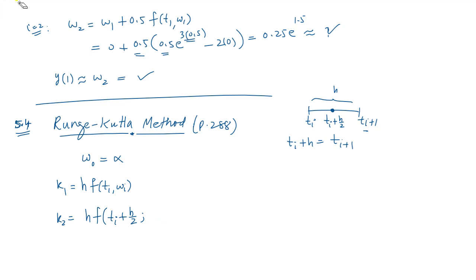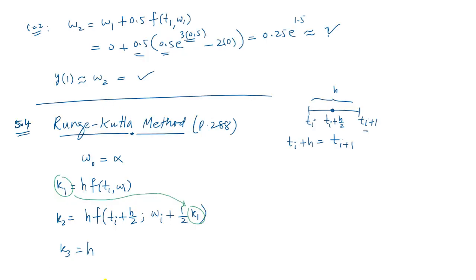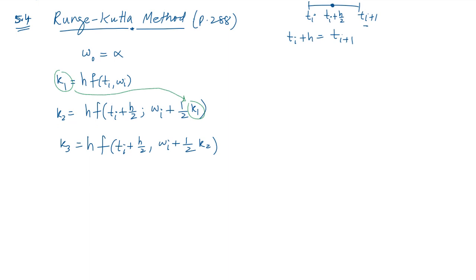I also go to the next midpoint, but the next midpoint comes from wi, because we have calculated wi, plus k2 uses the k1 which I found here. Then my k3 will use k2. If I write k3, it is the same formula, h f of ti plus h by 2, but wi plus half k2, because we have already found k2. So now replace k2 here.